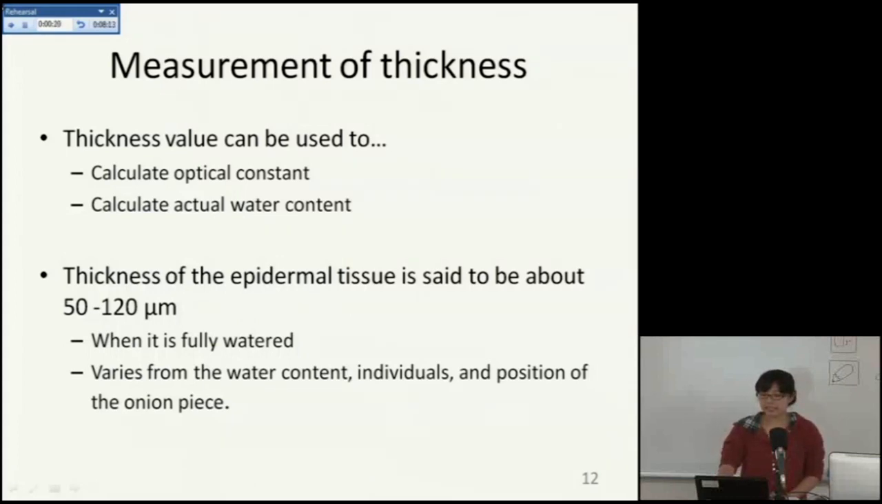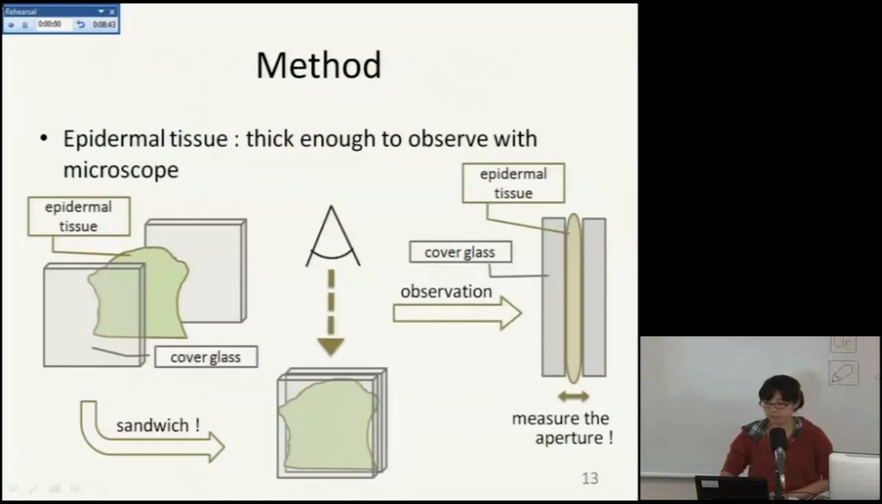On the other hand, the thickness of the onion epidermal tissue is said to be about 50 to 120 micrometers when it is fully watered. However, this value will vary with the water content, individuals, the position of the onion leaf, and so on. But I want to have a precise value of this, so I conduct this measurement.